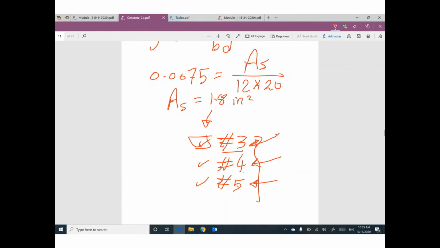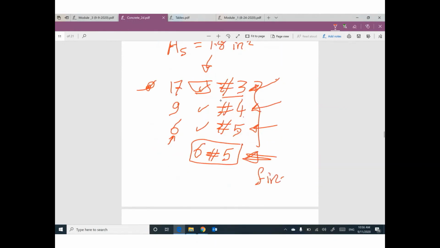For number 3, 1.4 divided by 0.11, we need 17 bars. Too much. For number 4, we will use 9 bars. For number 5, we will use 6 bars. I like this one, so 6 bars of number 5 is the required area of steel for our beam. We are looking for this final answer.